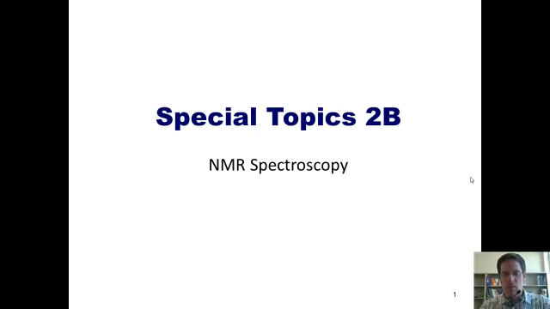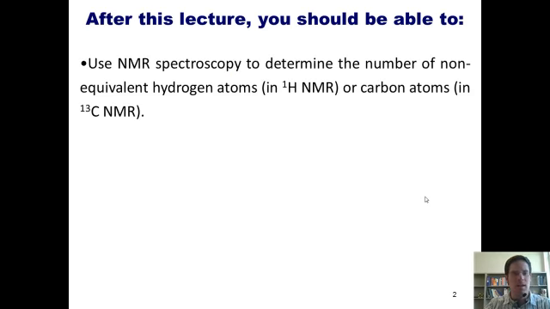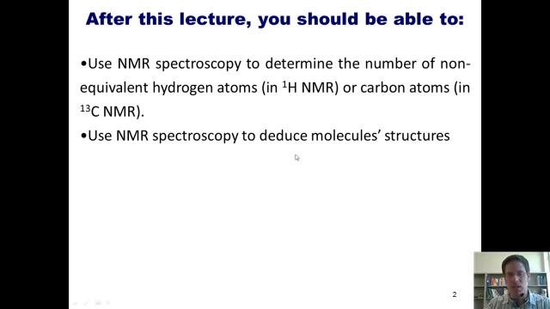Now we arrive at one of my favorite topics, NMR spectroscopy. By the end of today's lecture, you should be able to use NMR spectroscopy to determine the number of non-equivalent hydrogen atoms or carbon atoms. Use NMR spectroscopy to deduce molecule structures. Now this, of course, will also be done in concert with data that we can obtain from IR spectra as well.